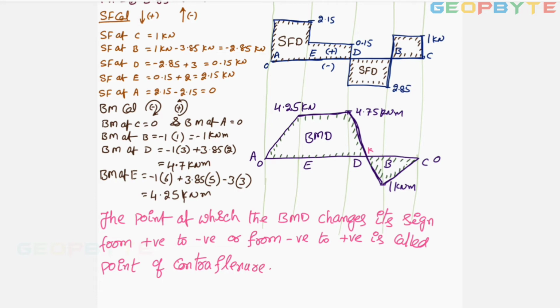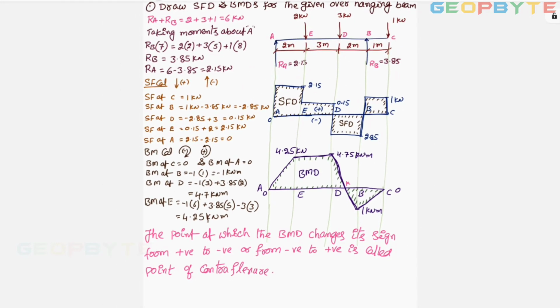The point where the bending moment diagram changes its sign from negative to positive or positive to negative is called the point of contraflexure. According to our diagram, the point of contraflexure occurs at K. You may be asked in the examination to also find the point of contraflexure. Anyhow, it is occurring at K, in between B and D.